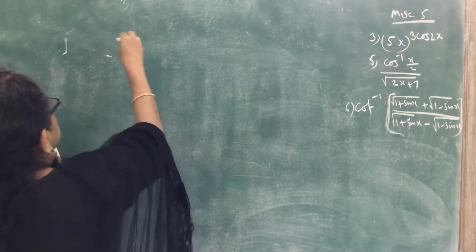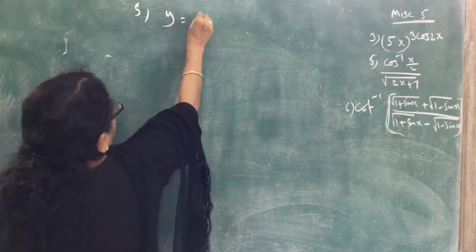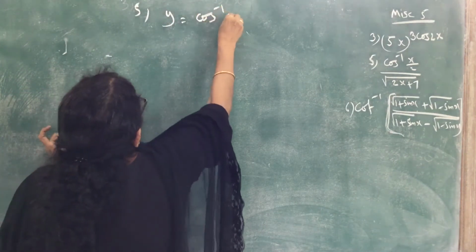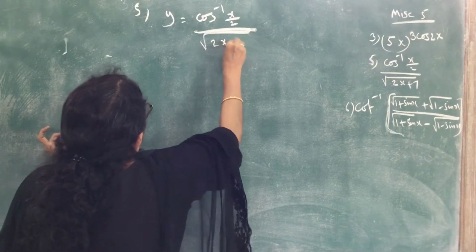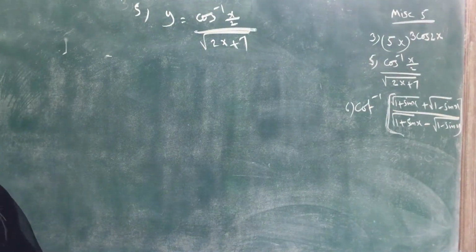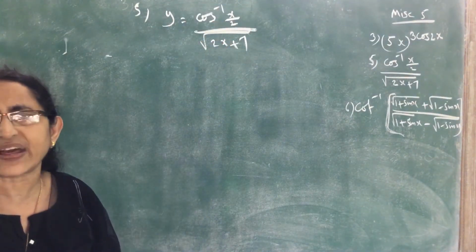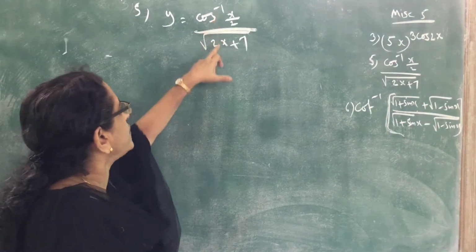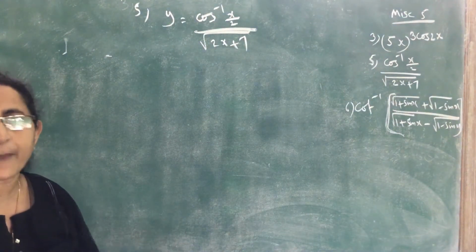Now fifth one: y equal to cos inverse of x by 2 divided by root of 2x plus 7. See here, we have to differentiate this function. This is in the form u by v, so we have to apply the quotient rule. One function of x divided by another function of x.